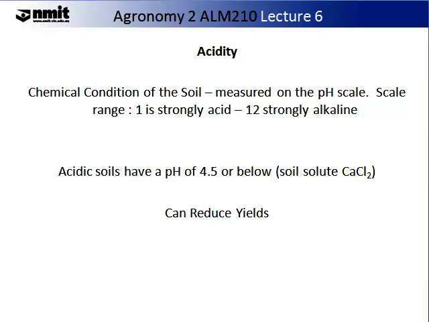Acidity is a chemical composite condition of the soil and is measured on the pH scale. The scale ranges from 1, which is strongly acidic, to 12, which is strongly alkaline. Acidic soils have a pH of about 4.5 or below. This is when the soil acidity is measured in the solute calcium chloride. Soil acidity can reduce yields.